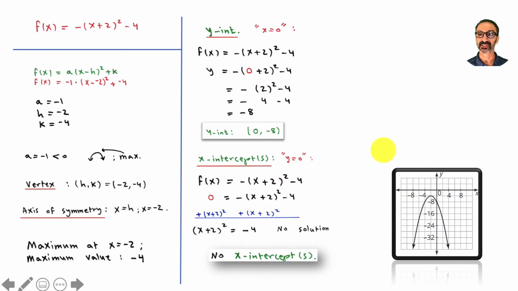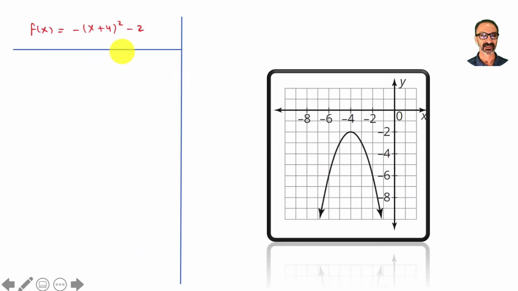Let's take another similar problem, just for more practice. This time it's 4 inside and the 2 outside. Again, I'm going to compare it to the vertex form. I'm going to take my time and read h and k clearly. H is -4, not 4. A is -1 and k is -2.